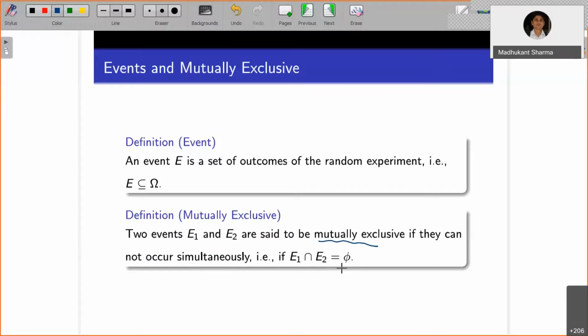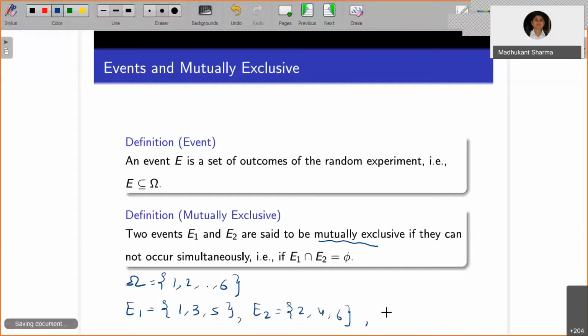For example, if you are rolling a dice, E1 is the event of getting an odd number, and E2 is the event of getting an even number. They are mutually exclusive events because a number can be either odd or even. It cannot be both. So you have the sample space 1, 2, and so on up to 6. E1 is the odd numbers 1, 3, 5. Then E2 is the numbers 2, 4, 6, or even numbers. They are mutually exclusive.